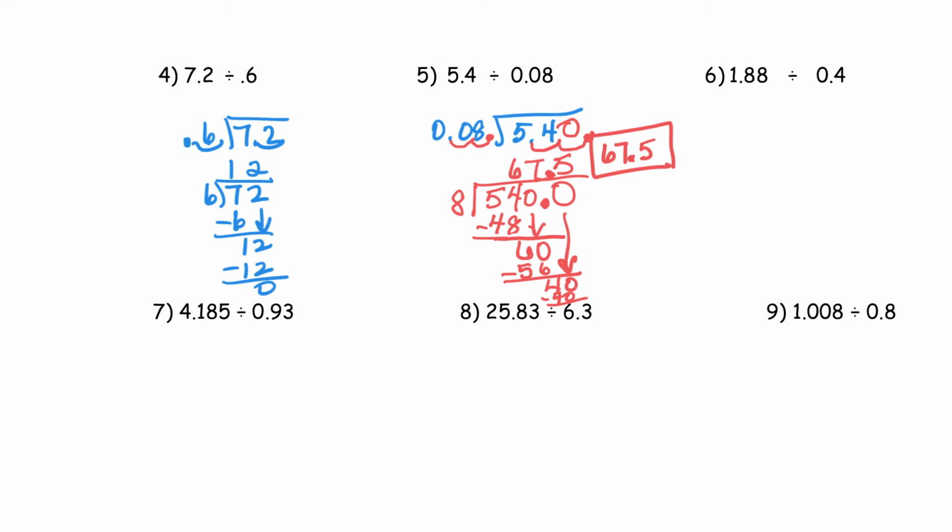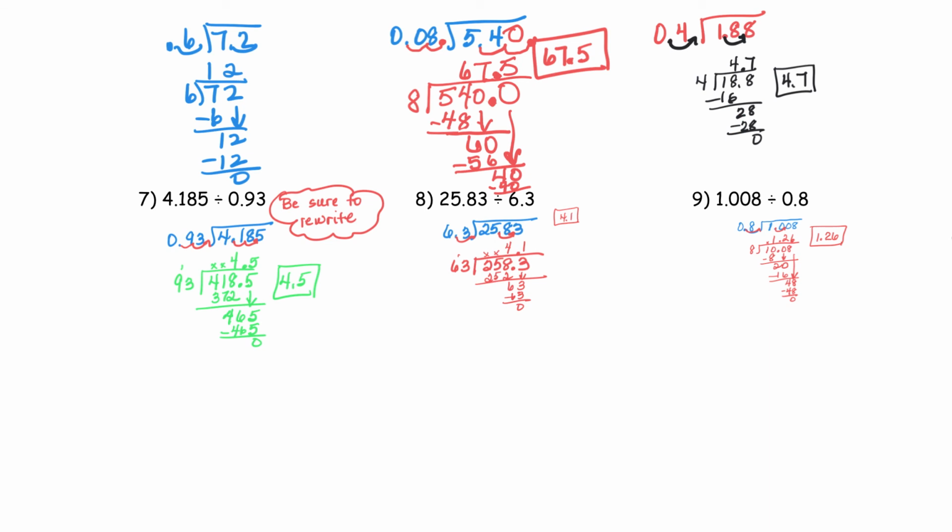Now let's try number 6, 7, 8, and 9 on your own. Please notice that number 7 is also 2 places in the divisor. Try them on your own. Go, pause the video. And there you have the rest of the answers to the rest of the page. Now let's turn over to the next page.